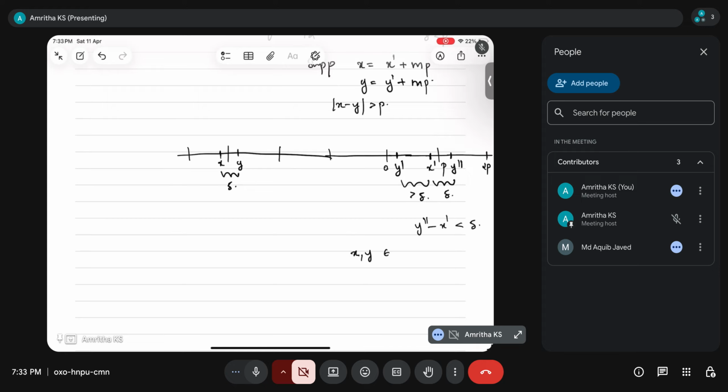How is it so? How? See, what about y dash here? Why does there exist y dash? Y dash in between 0 and p.